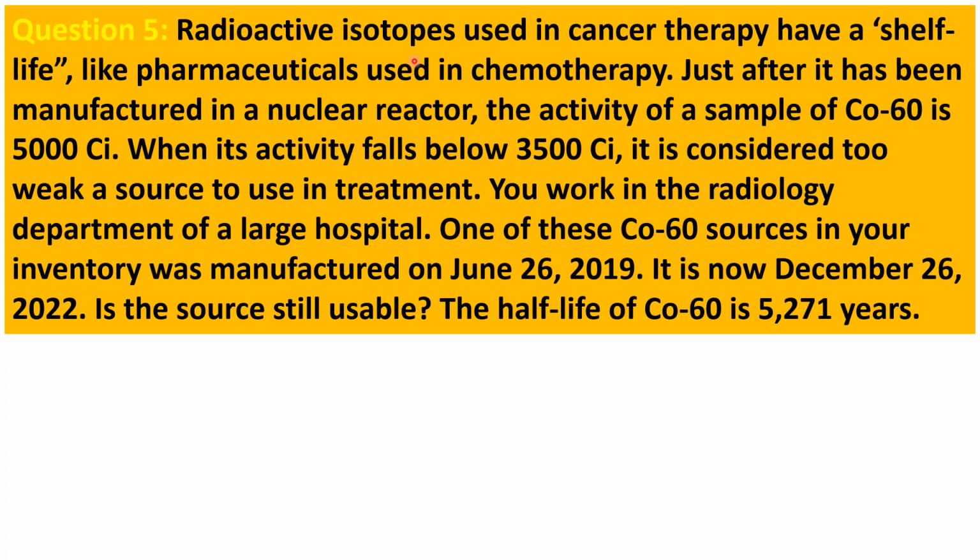The last question, number 5. Radioactive isotopes used in cancer therapy have a shelf life, just like pharmaceuticals used in chemotherapy. Just after it has been manufactured in a nuclear reactor, the activity of a sample of cobalt-60 is known to be 5,000 curie. When its activity falls below 3,500 curie, it is considered too weak a source to use in treatment.